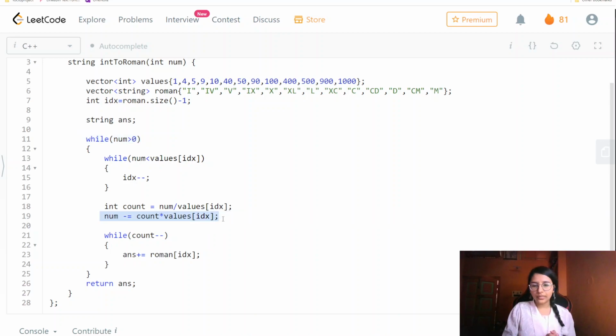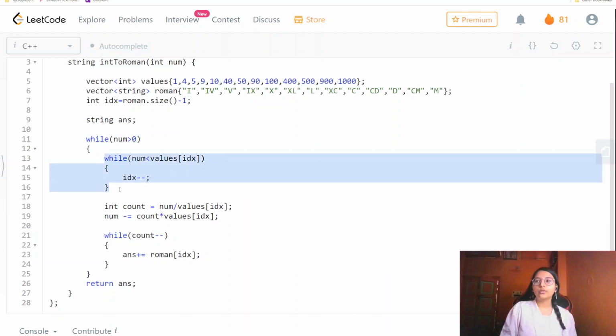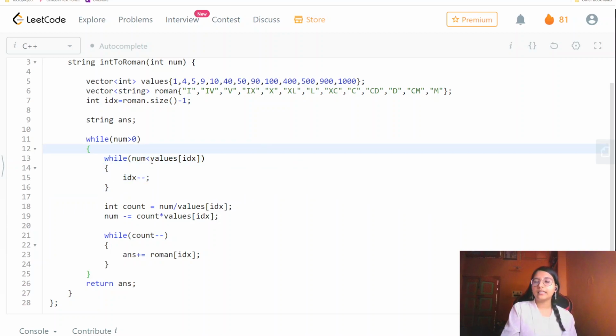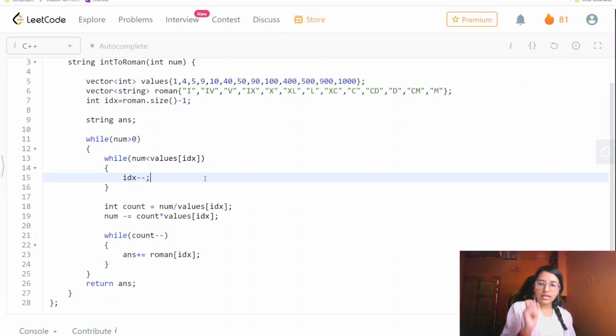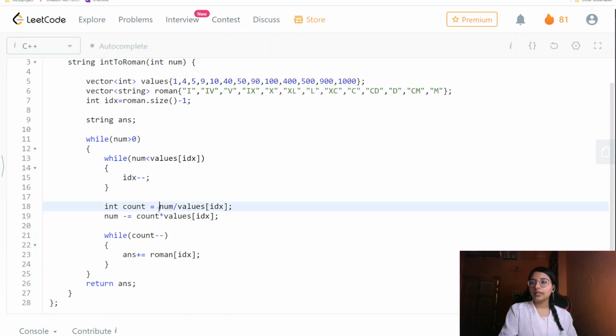So because of our subtraction only, it will reach 0 also, right? So we are taking this: while a number is greater than 0, till then we are going to check what is the highest number that we are able to get at this particular num. So that's why we are doing this, until our num is less than the value of the index. So we are subtracting our index so that we can get to that highest position after which we can get our count basically. So here we will be getting our count.